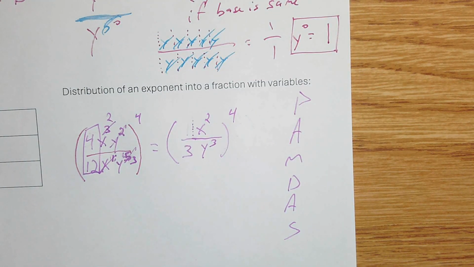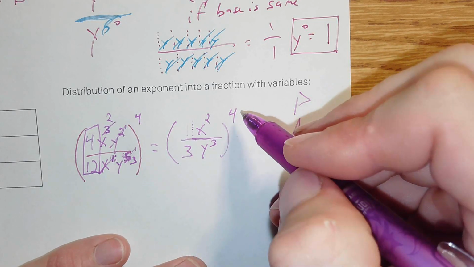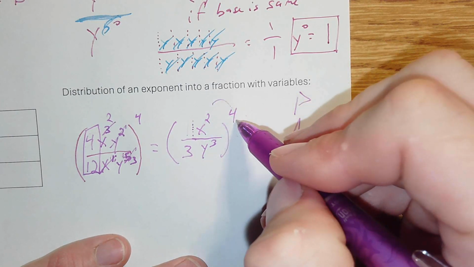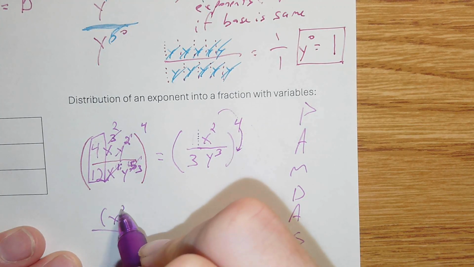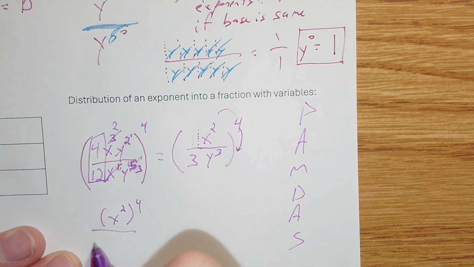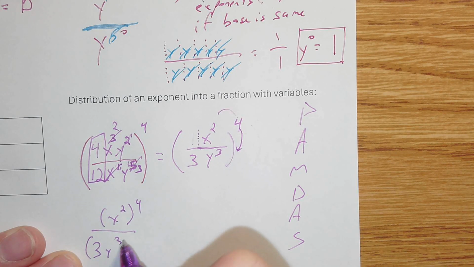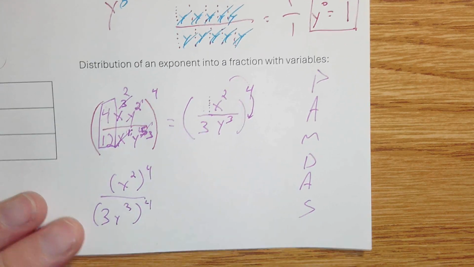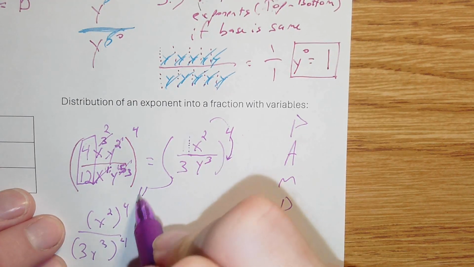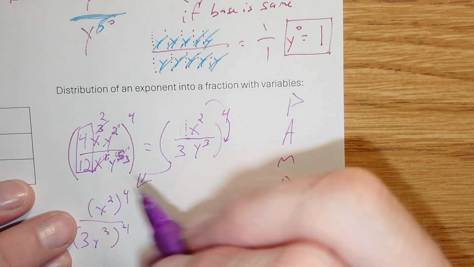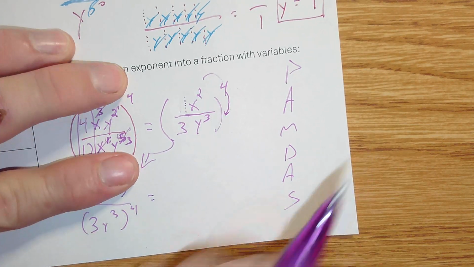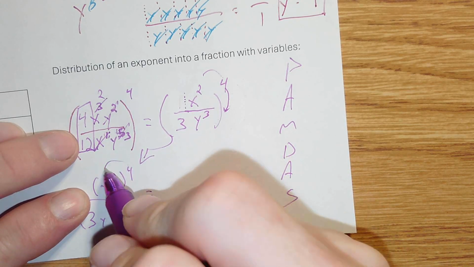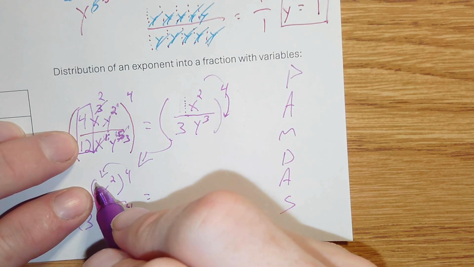Now I have to apply this to both the numerator and the denominator. You can rewrite this as x squared to the 4th over 3y cubed to the 4th. That's rewritten as the same thing. Here you're just using it like 2 different expressions, one for the top and one for the bottom.